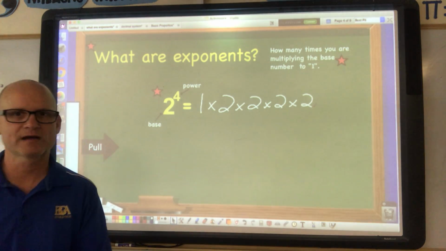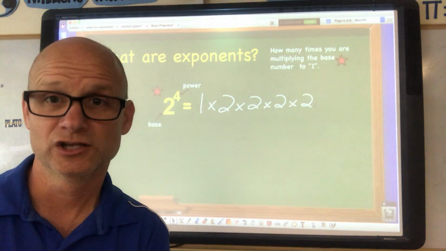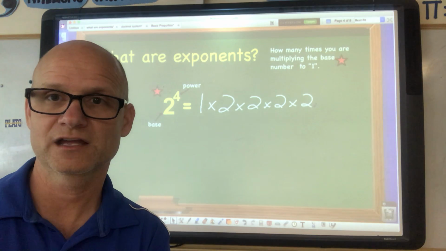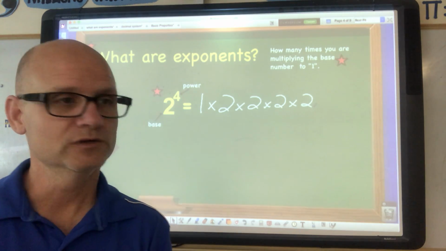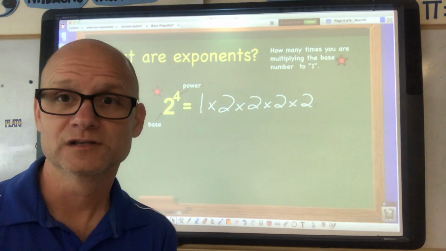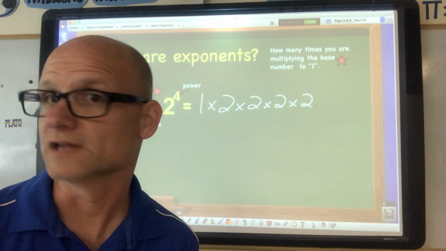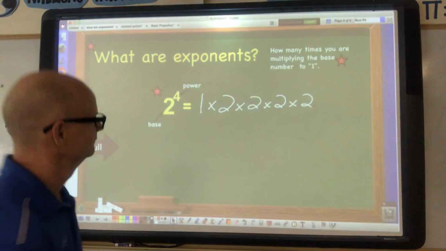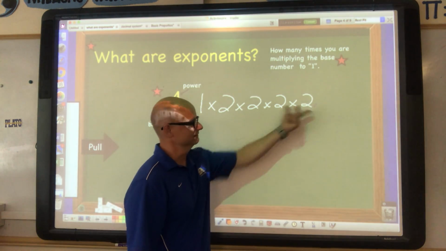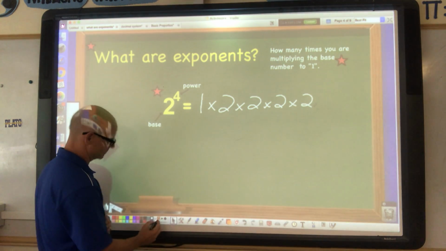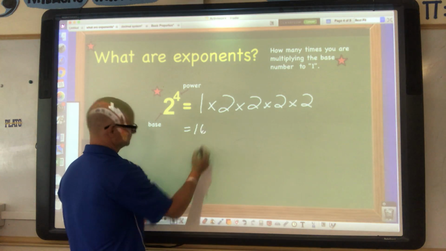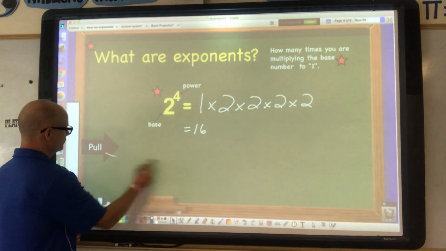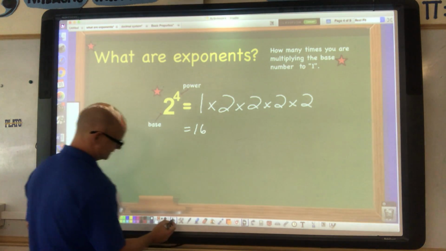So 2 to the 4th power means you're multiplying 1 by 2. But how many times are you doing that? 4 times. And 2 times 2 times 2 times 2, it's not 8. I think it's 16. That's 4, that's 8, 16. So 2 to the 4th power is really 16. Does that make sense?